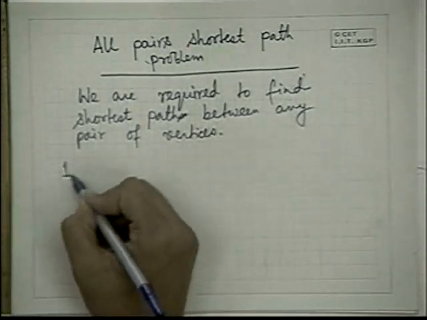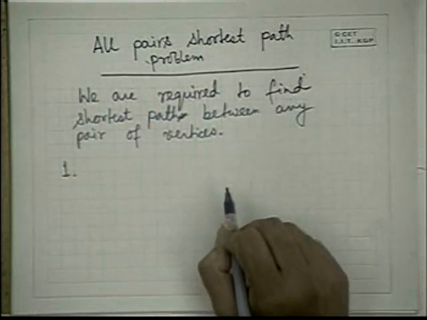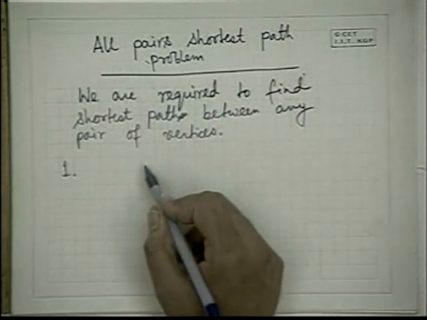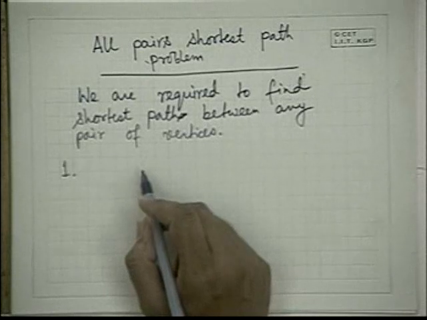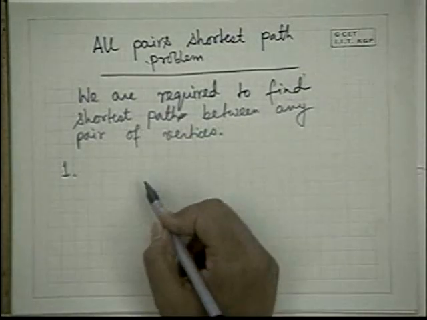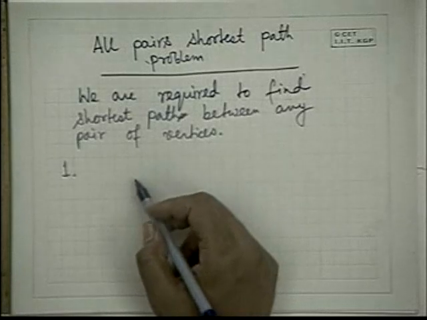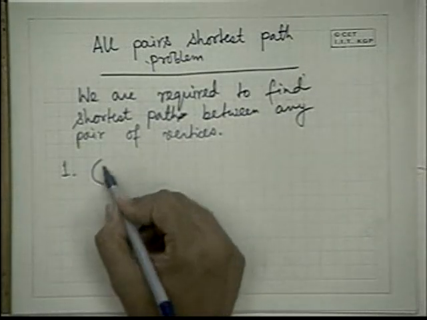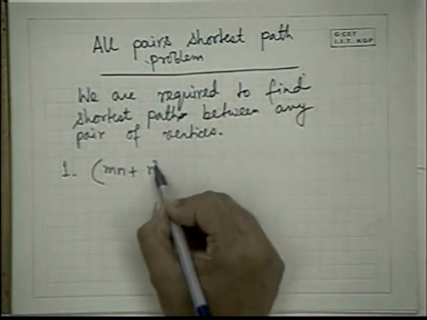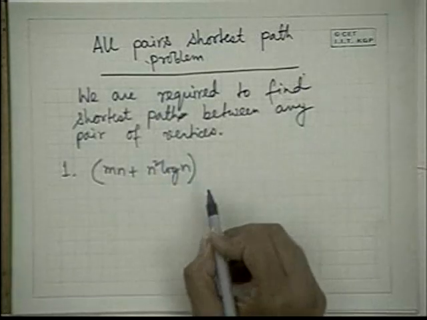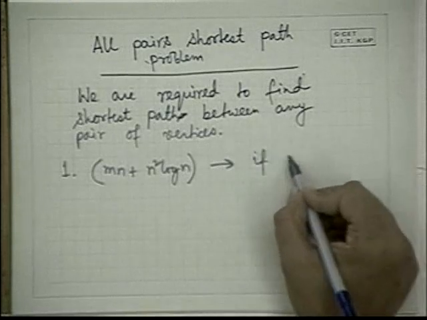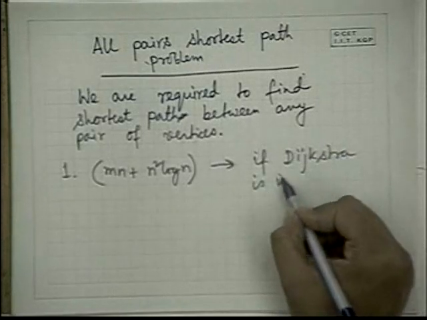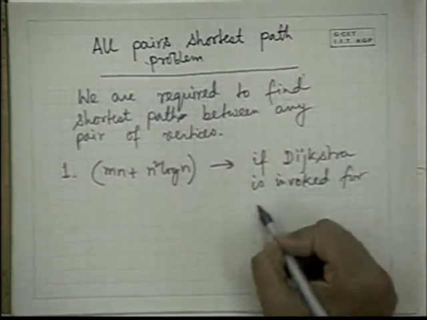Now let's see. Suppose you don't know anything else now. What is the best algorithm you can provide for this problem? For each vertex, you can take it as a shortest path source and run Dijkstra's algorithm. So if you do that, you will get shortest path between any pair. So how much time does this take? mn plus n square log n. So this will be if Dijkstra is invoked for each vertex.